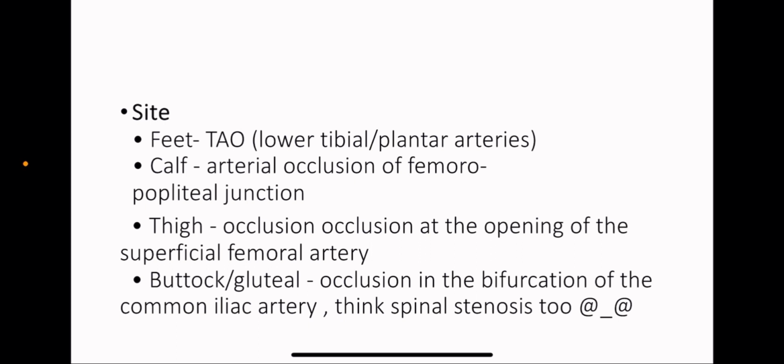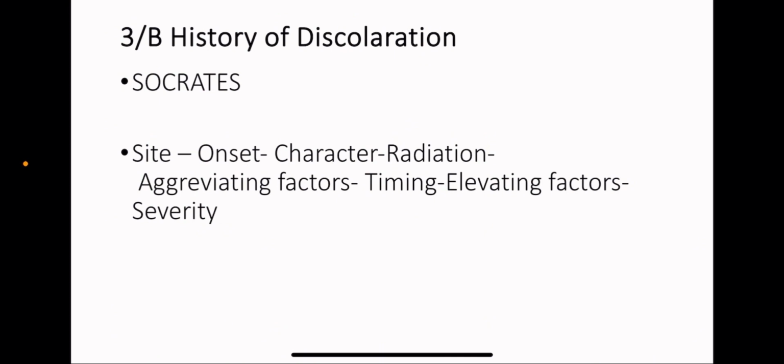Calf: arterial occlusion of the femoropopliteal junction usually will result in pain in the calf. Thigh: occlusion at the opening of the superficial femoral artery. Buttocks or gluteal area: occlusion of the bifurcation of the common iliac artery. Also, you need to think about spinal stenosis when the patient complains of pain in the buttocks. So as you can see here, site will give you an idea. That's why it's very important to determine the site. History of discoloration, and I'm trying to make it easier and simple for you.